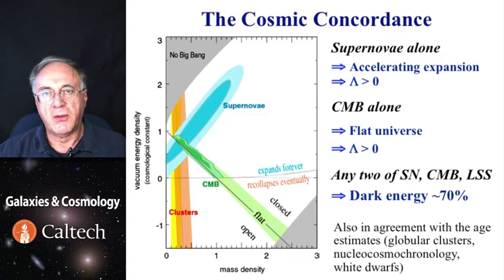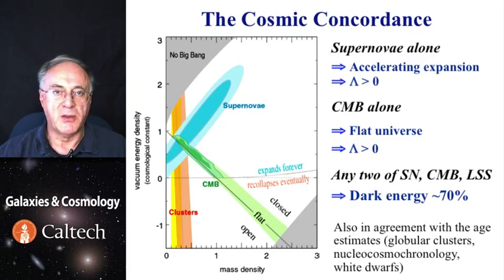So here is again the concordance plot as shown earlier. Various methods together make estimates of cosmological parameters sharper, and they always do converge to the same set of values of omega matter a little less than 0.3 and omega vacuum or omega lambda a little more than 0.7.